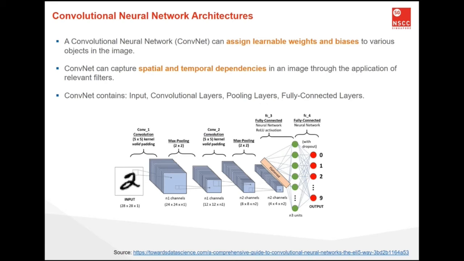Fully connected layers will compute the class scores, resulting in a volume of size 1 times 10, where each of the 10 numbers corresponds to a class score, such as among the 10 categories of handwritten digits. In this way, convolutional neural networks transform the original image layer by layer from the original pixel values to the final class scores. Please note that some layers contain parameters and others don't.